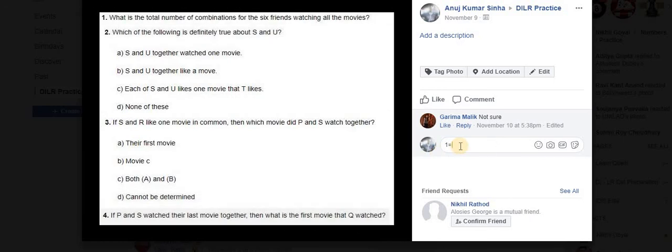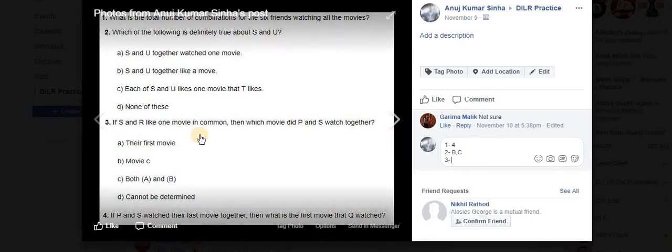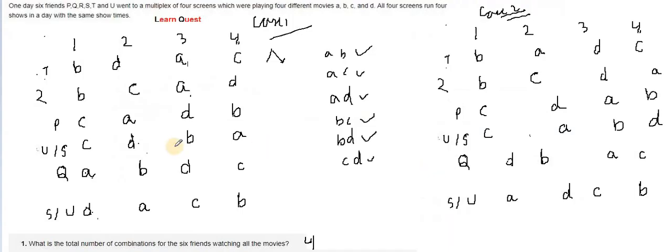So for the first question, the answer was 4. The second question answer is B and C both. Let's see the third question. The third question is, if S and R like one movie in common, then which movie did P and S watch together? Okay, S and R like one movie in common. So S and R are liking one movie in common. Which movies are liking here in this case? In this case, okay, this was R.